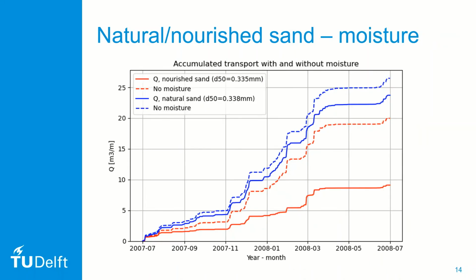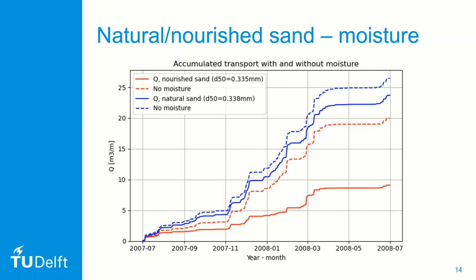Here again, the blue line represents the native sand and the red is the nourished sand. And the solid lines indicate the transport when surface moisture processes are included, and in the dashed lines, surface moisture processes are not included. And we can see that the transport rate for the native sand is, as could be expected, slightly lower when moisture is considered. But for the nourished sand, the transport decreases significantly.